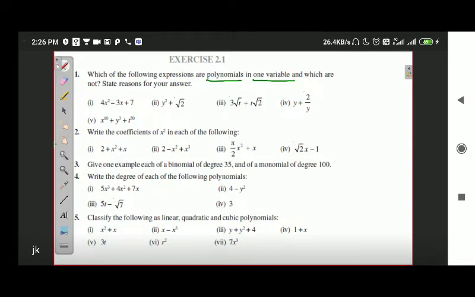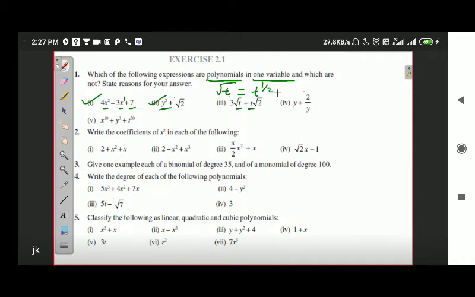So for the first part, x to the power 2, x to the power 1 and a constant, all the powers are natural numbers. 2 is a natural number, 1 is a natural number, 0 is the constant value. So all the given powers of x are natural numbers, therefore it is a polynomial. Similarly, for the second part, y square, y is a single variable and its power is 2, therefore it is a polynomial with one variable. For the third part, the variable part is only t, but one of the t is given under root. Under root t means t to the power 1 by 2.